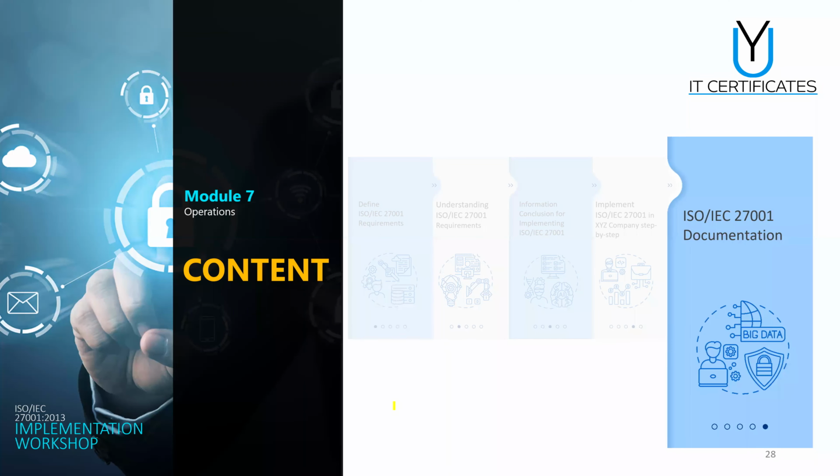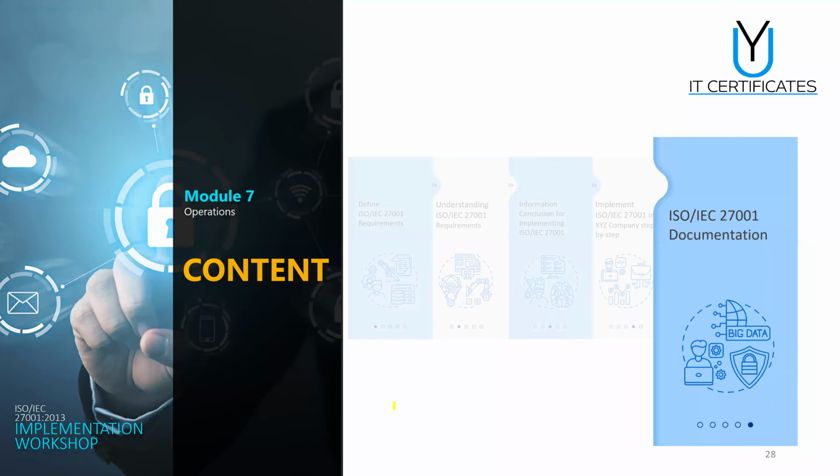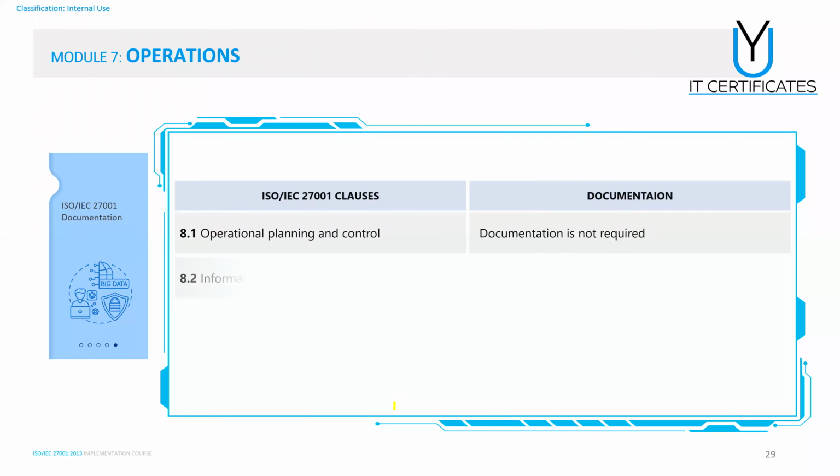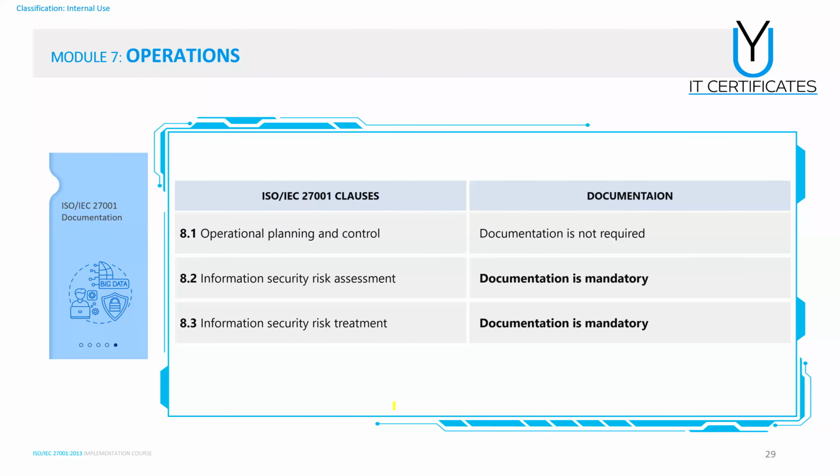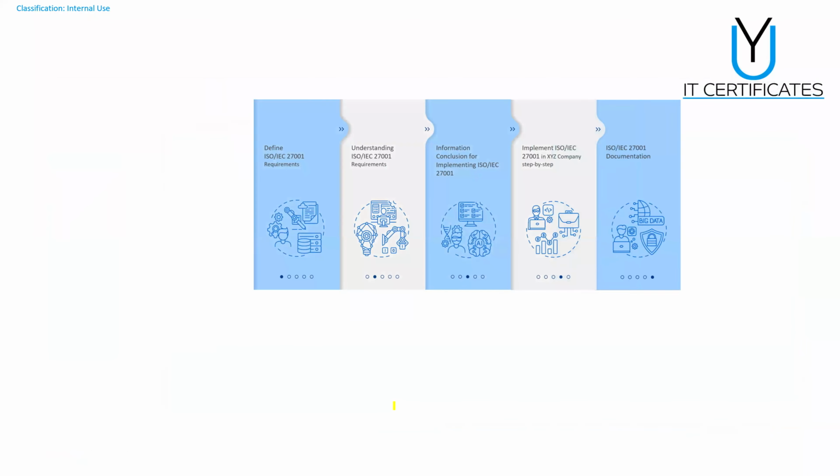Okay, what are the documents required for the operations? The required operations document is the risk assessment, as we mentioned in clause number 6, planning. The risk assessment documents are very important. All the risk documents are very important, and they should be provided to the inspector or the external auditor when they come to make the audit for ISO 27001.